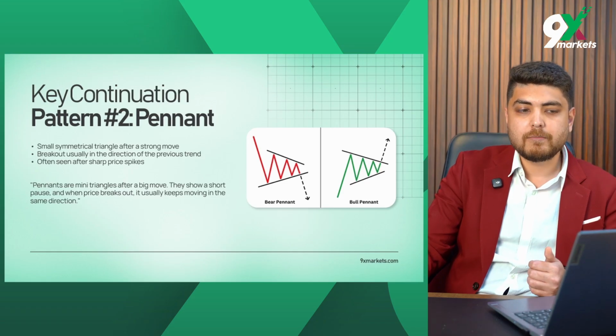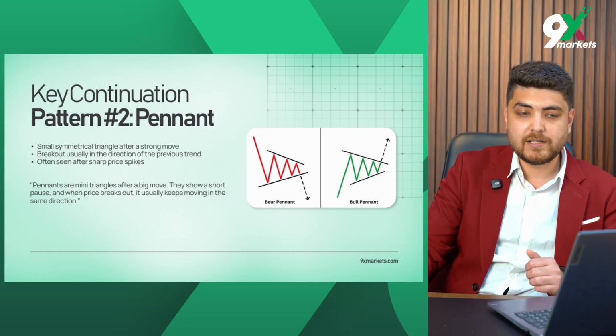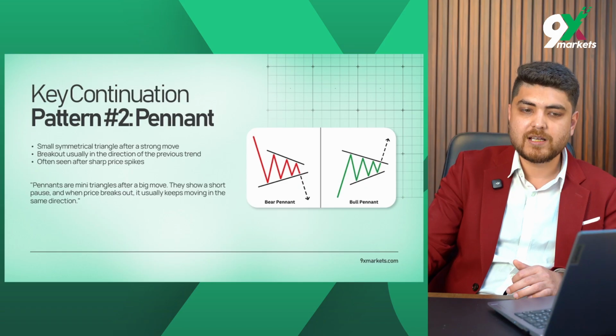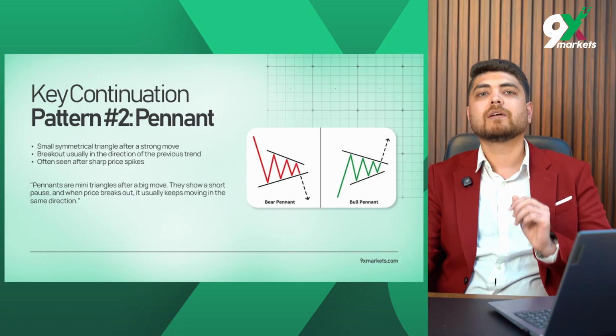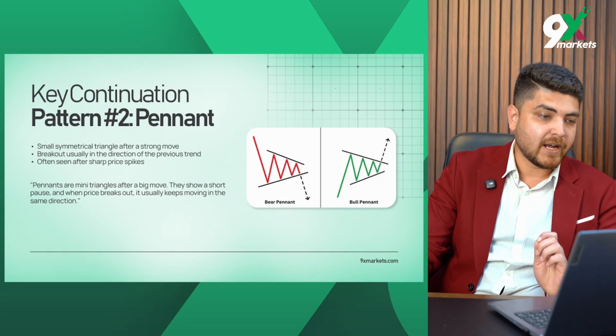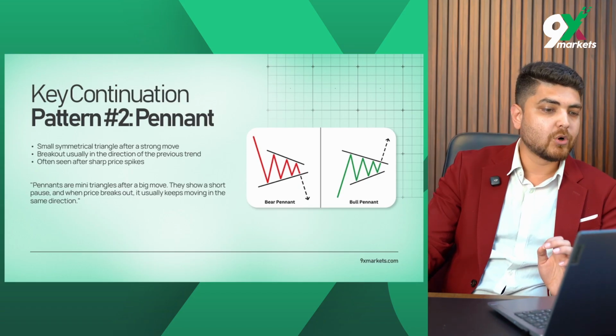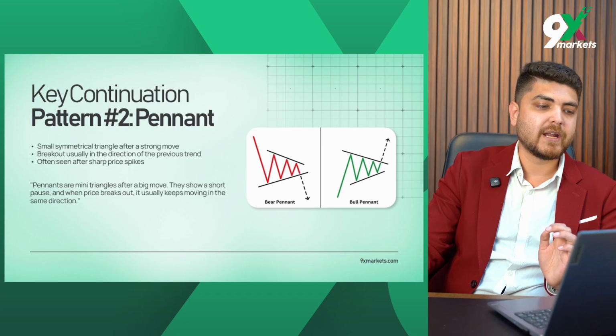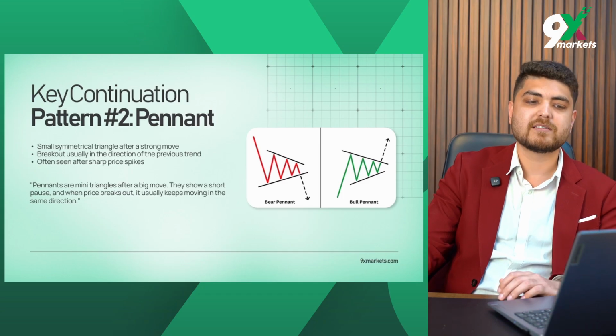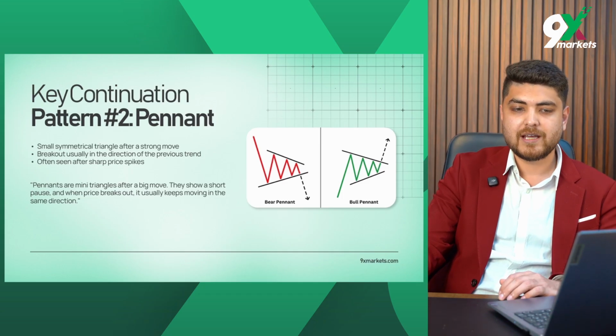So you see how sharply the price dropped down, or in this case gone up, and suddenly a consolidation phase came up where the pattern just formed itself, and suddenly you see a spike where the market is continuing the trend direction. Pennants are mini triangles after a big move. So the big move we are calling this, and these are the triangles. They show a short pause, and when price breaks out, it usually keeps moving in the same direction.